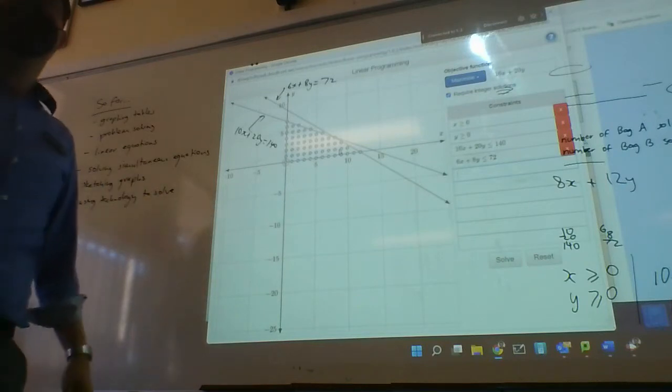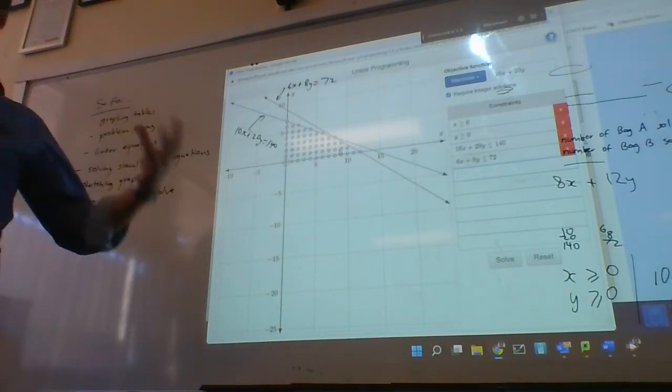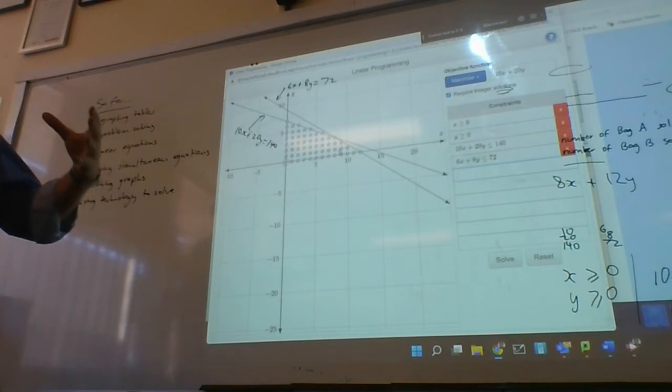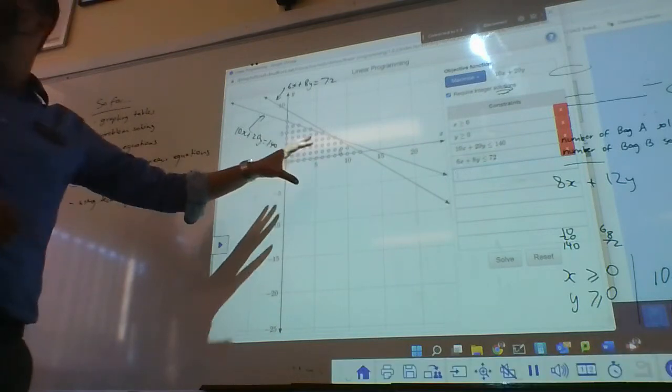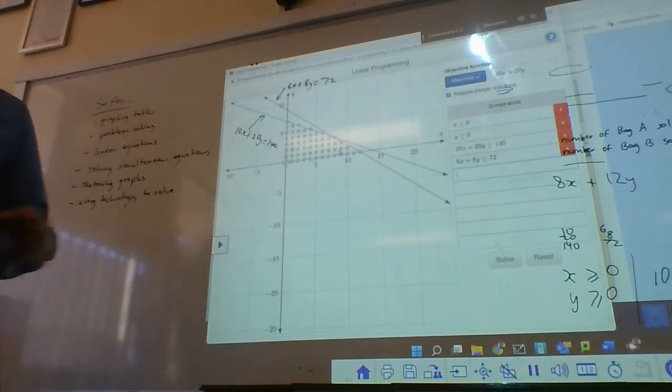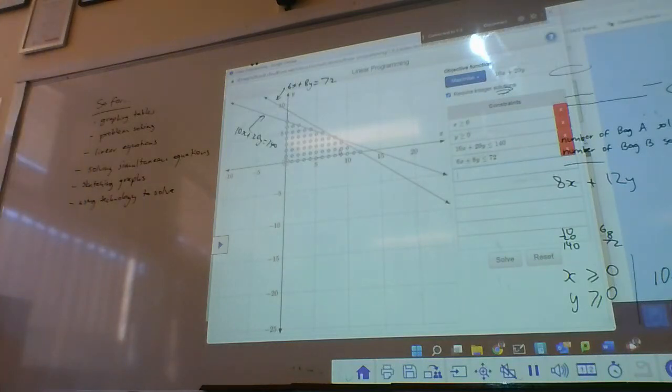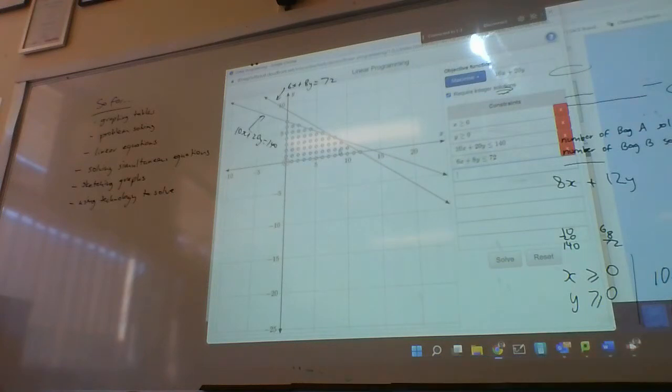I heard someone over here say the feasible region. You might have seen that on the front page of the booklet. This is what we call the feasible region. If something is feasible, what does that mean? It can be done. Yeah. You could call up your mum and say, "Hey, mum, is it all right if I go to my mate's house tonight?" She could say, "Yeah, that sounds feasible." Probably won't, but she could.